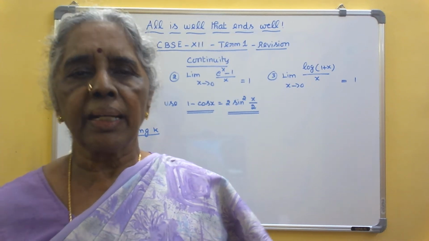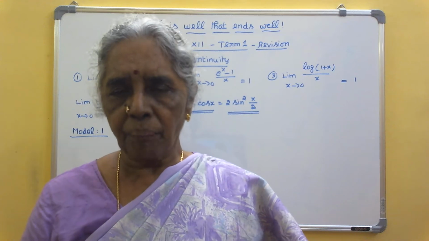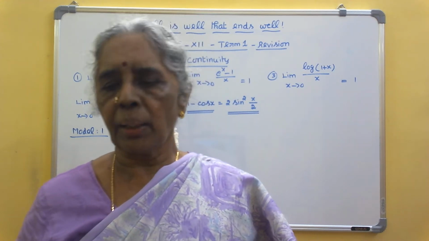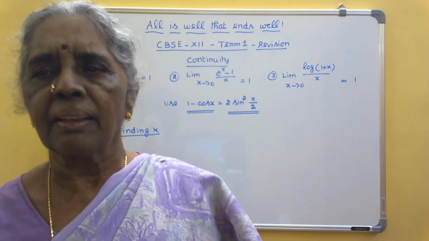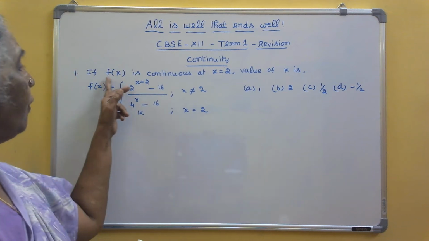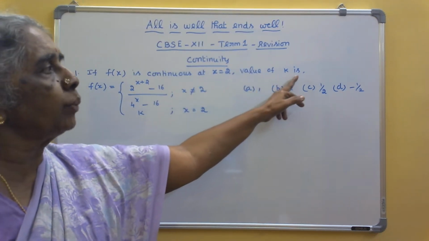Okay. So you copy all the formulae properly in your notebook. Then listen to the MCQs. Then it will be very clear for you and you can tackle any sum. Okay. The first sum in model 1. If f of x is continuous at x is equal to 2, you have to find the value of k.